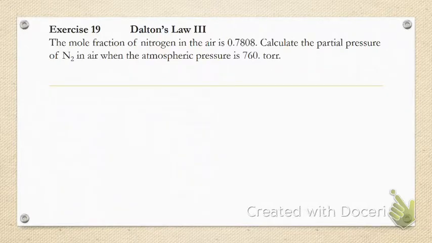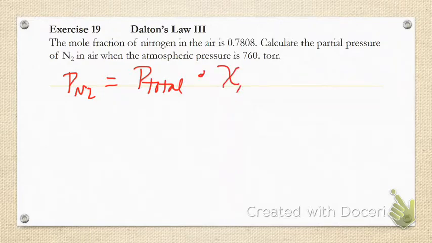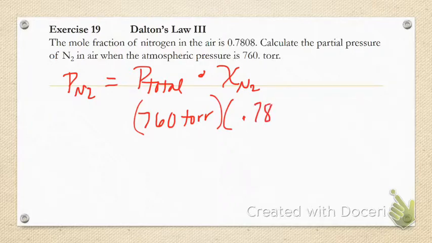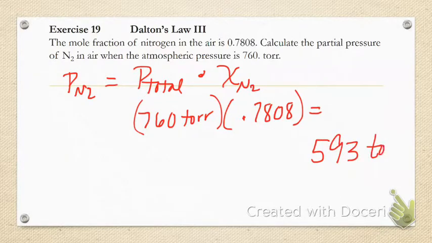This one gives us the mole fraction of nitrogen, 0.7808, and then asks us to calculate the partial pressure when the atmospheric pressure is 760 torr. This time we're just going to do PN2 is equal to P total times the mole fraction of nitrogen, which they gave us. So it's literally 760 torr times 0.7808. The partial pressure of nitrogen in the air is 593 torr.